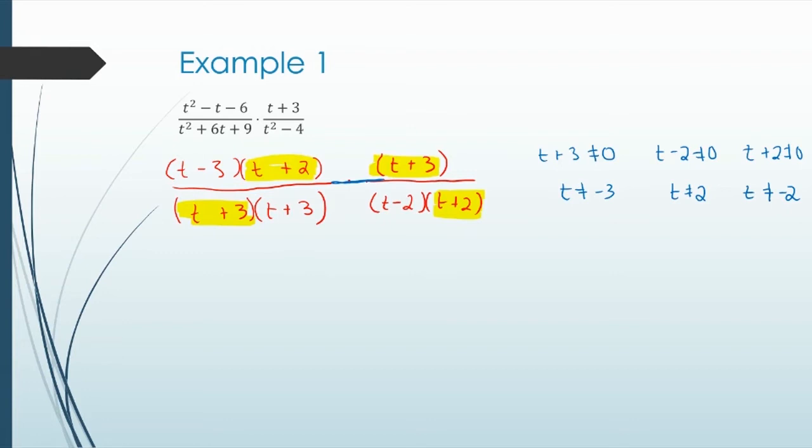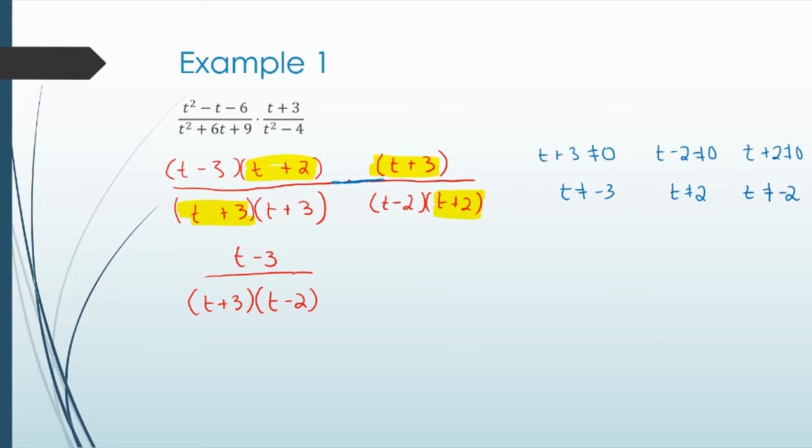So once you cancel, then you write what you have left over. So we have t minus 3 over t plus 3, t minus 2. And you could multiply out the denominator. I generally don't. I leave it like that because it's a lot easier grading-wise to see that you have everything that you need.